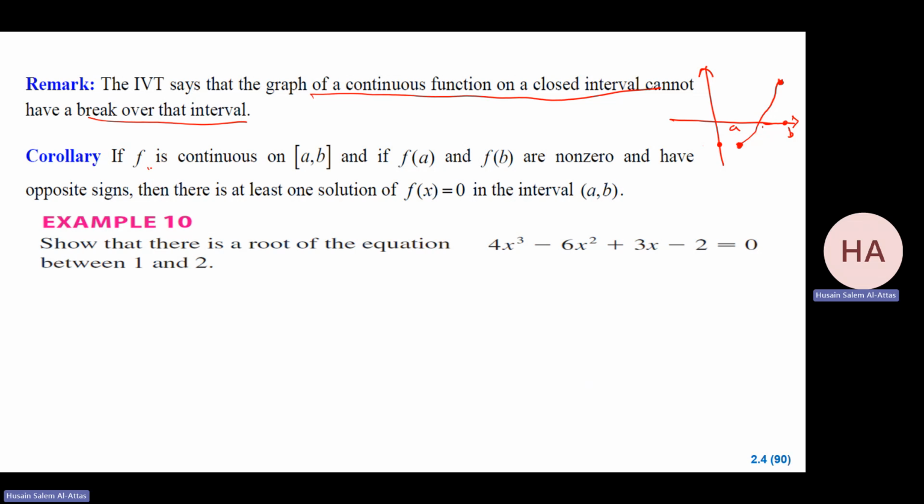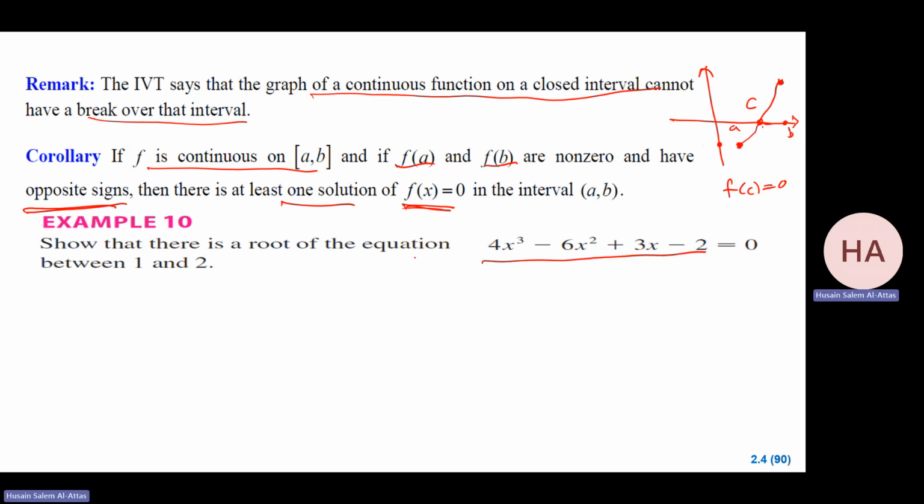So it says if f is continuous in the closed interval, and f of a and f of b are non-zero and have opposite signs, this is the main point, they have different signs, one of them is positive, the other is negative, then there is at least one solution, because if c is a zero here, f of c equals 0, and c is a solution of the equation f of x equals 0. So it means I can show there is a root between two values without solving the equation.